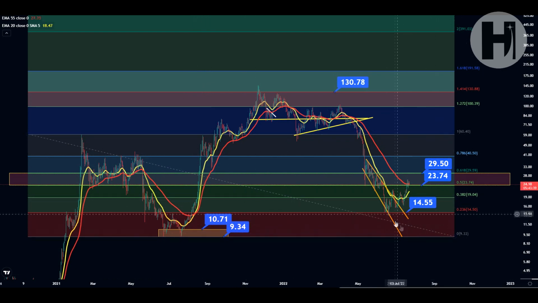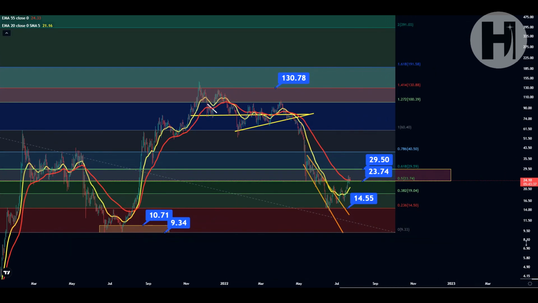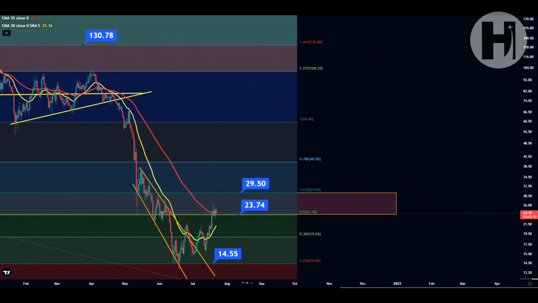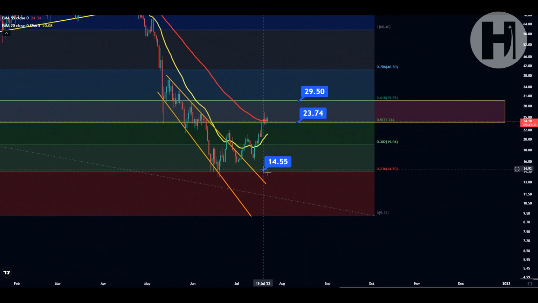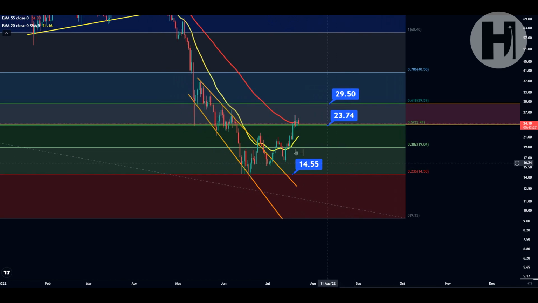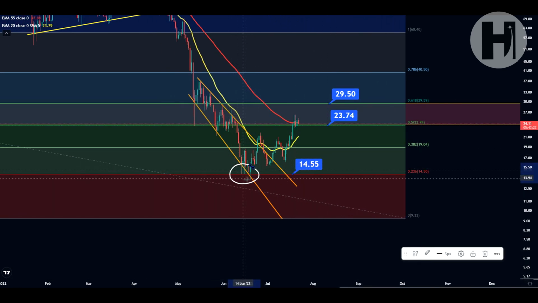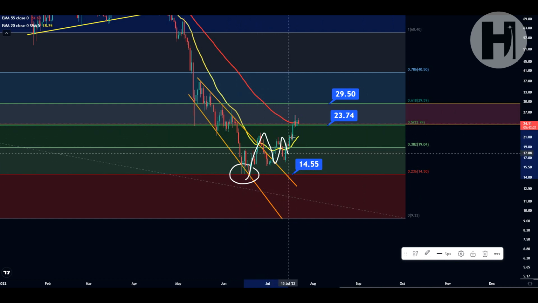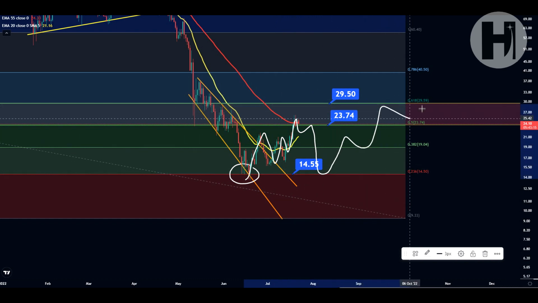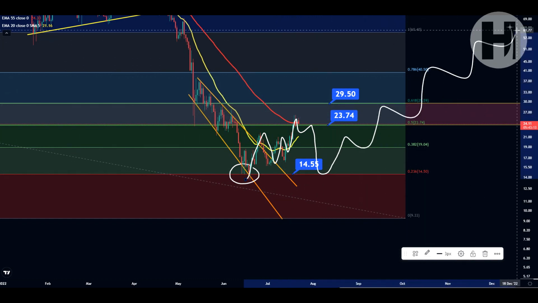$14.55, your key support level. We could absolutely come back down there for a nice double bottom pattern here. That would be great if we could land slightly above $14.55. And usually what happens is you start retracing from this point here. You have a move to the upside, you go up, but you end up retracing down to where you came from. And that's when you start actually forming the uptrend.